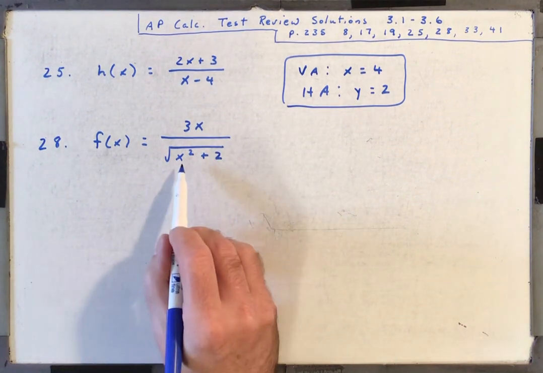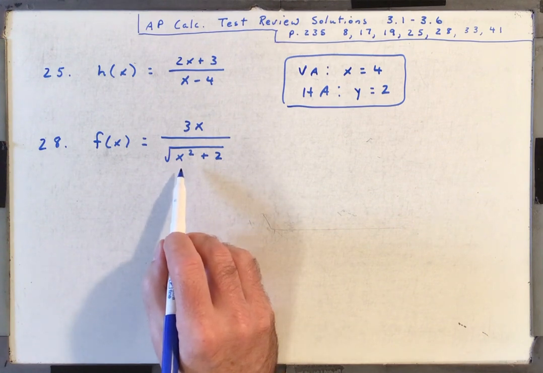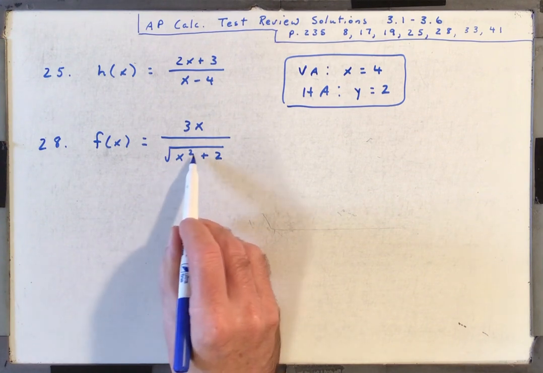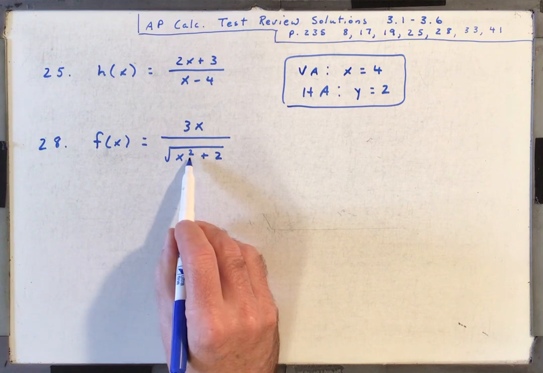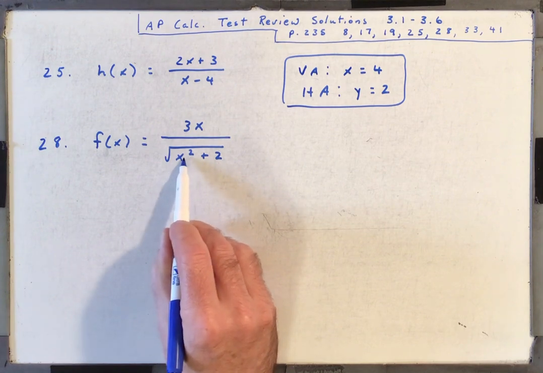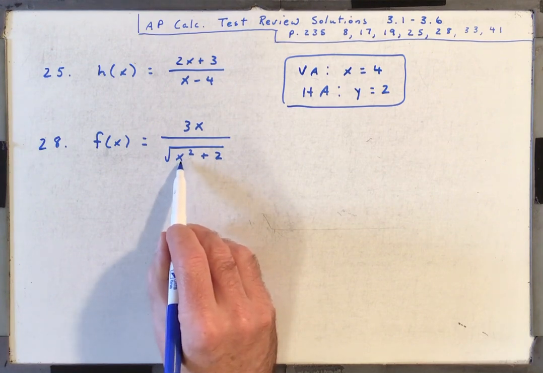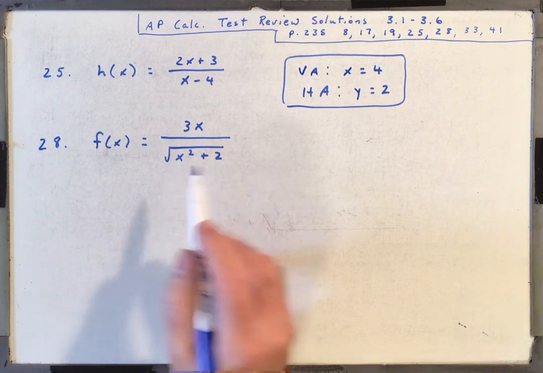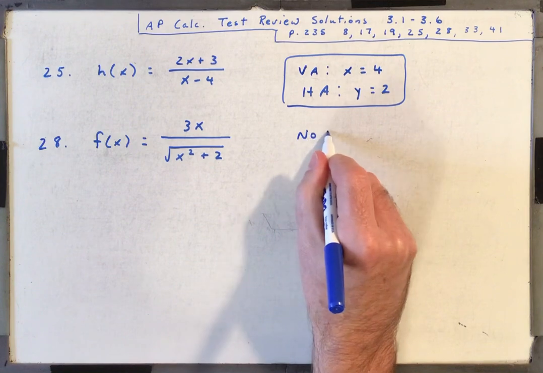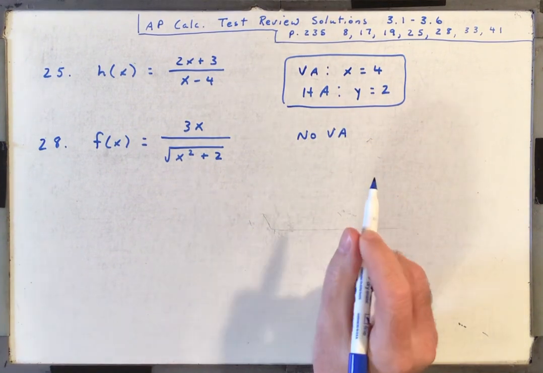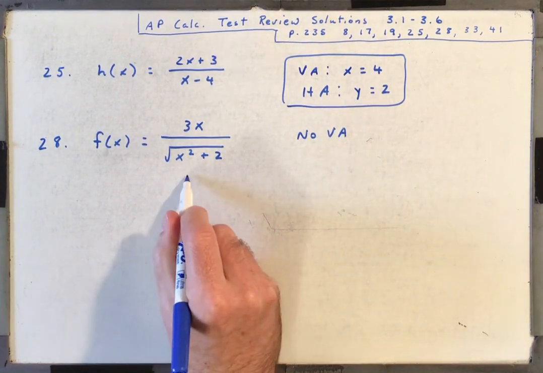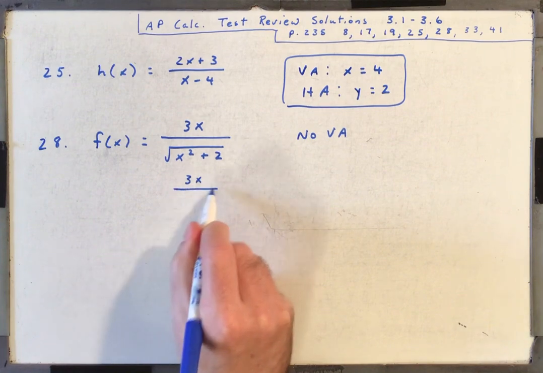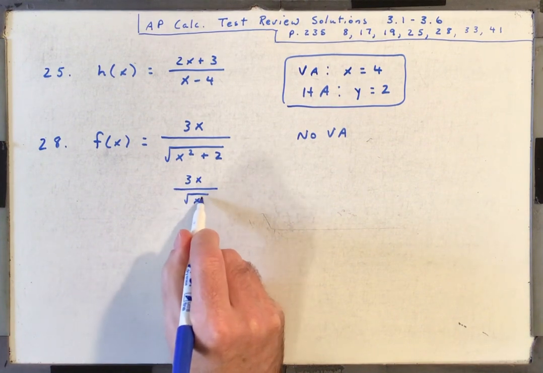All right, so do we have a vertical asymptote? Well, because you're squaring this x, there's no way to make that value negative. You would need it to get to -2, wouldn't you? But you're squaring it, there's no way to make it negative, so there's not a vertical asymptote. Now, horizontal asymptote, we have 3x over the square root of x squared.